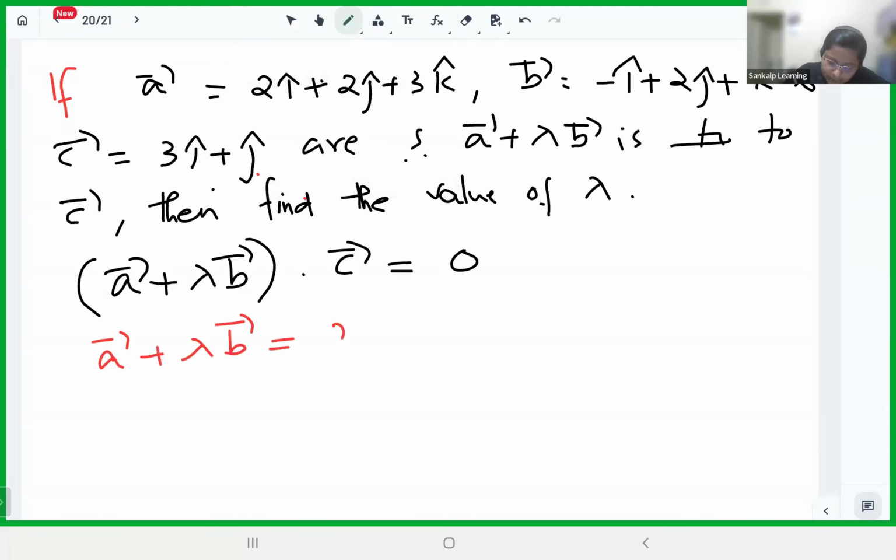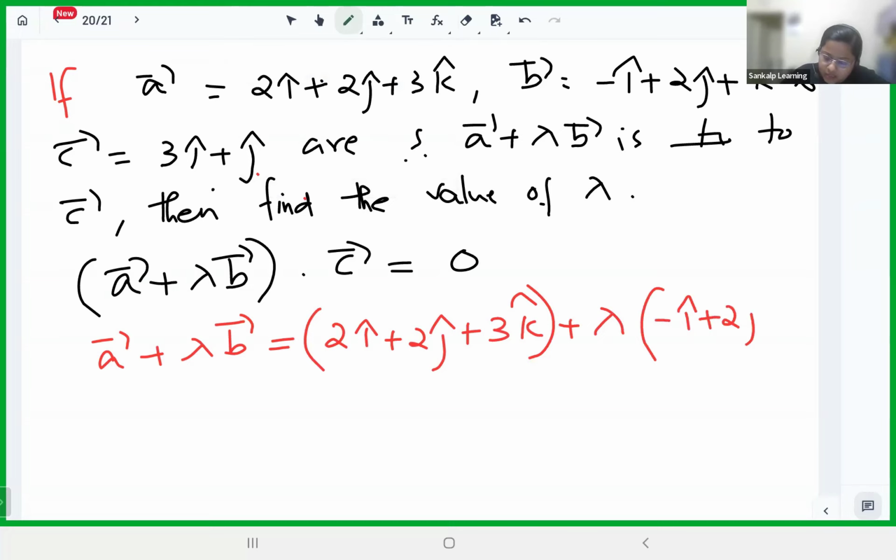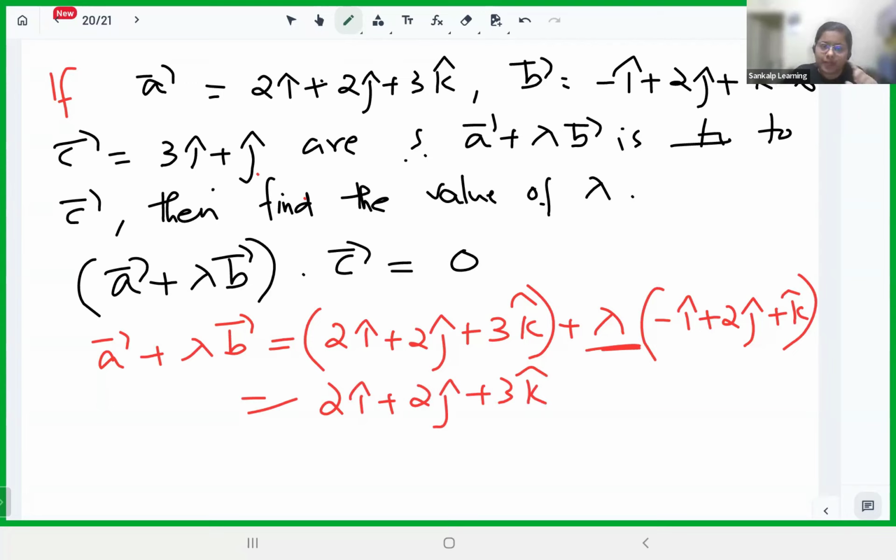So what is vector A? 2i plus 2j plus 3k. This is vector A, plus lambda times, what is vector B? Minus i plus 2j plus k. If you are multiplying with a scalar, you have to multiply that scalar with each of the components of the vector, right? So this will become minus lambda i plus 2 lambda j plus lambda k. This is lambda times vector B.